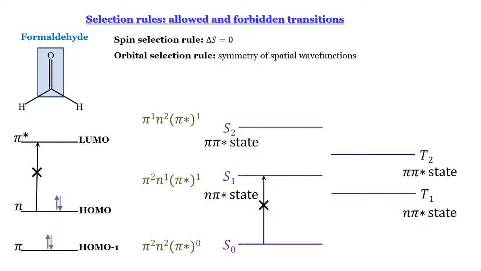Is T1 to T0 radiative transition possible? It is spin allowed, yes. Is it symmetry allowed? That is what you have to see.